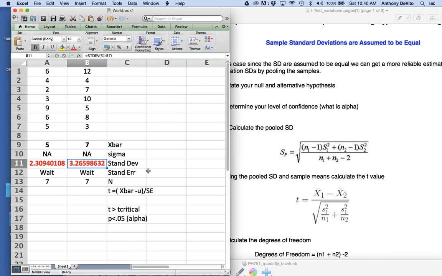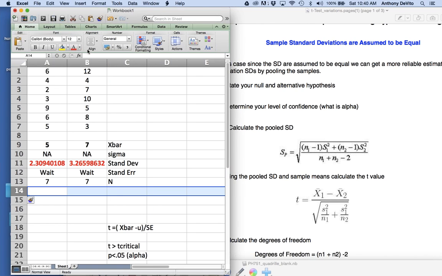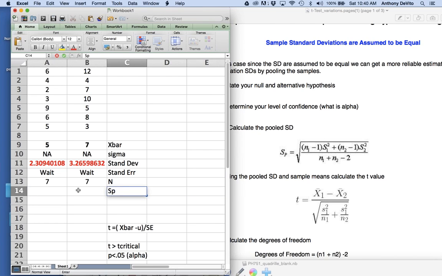I'm going to go over here, and I'm going to actually calculate my pooled standard deviation. I'm going to put a bunch of rows in here so I have a little bit of working room. So let's calculate our SP, our pooled standard deviation. That's going to be equal to the square root of, and I'm going to try and do this all together here and see if I can get it to work. N minus 1, I'm going to do that right away because it's simple. 6 times our standard deviation 1 squared. So that would be 2.3 times 2.3.